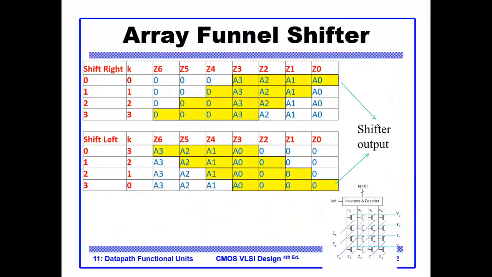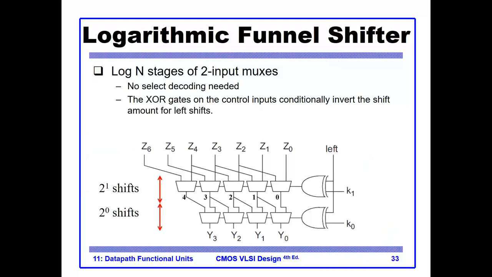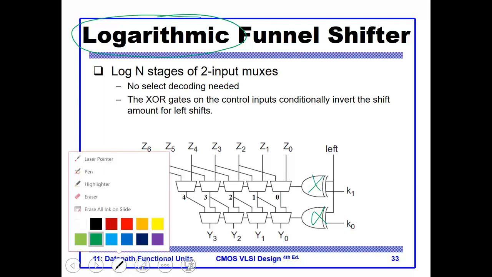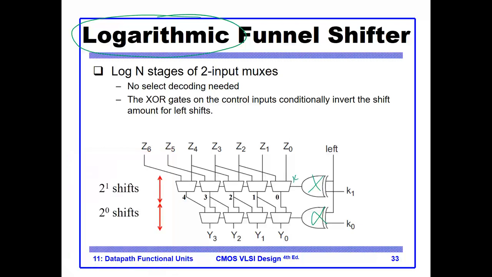This is opposite to what? Opposite to the funnel, logarithmic implementation, where the multiplexer is implemented in two layers. See here, for example, forget about this exclusive OR for now. This is K0 and K1 and K0. You see, K, which is the number of shifted bits, consists of two bits, K1 and K0. The weight of K0 is 2 to the 0. The weight of K1 is 2 to the 1. So here I move bits by one position. Here I move bits by two positions.